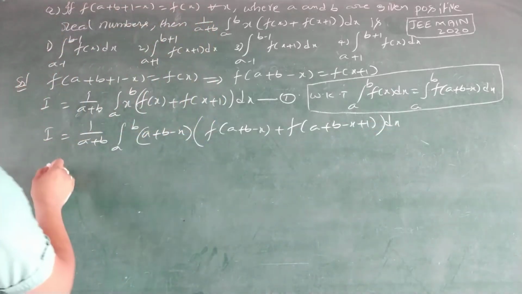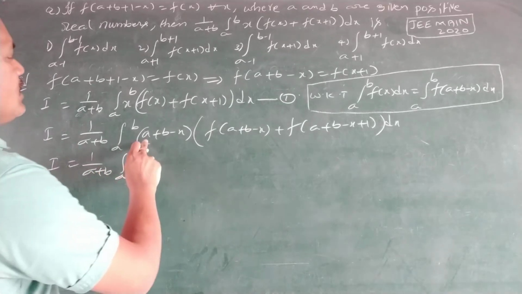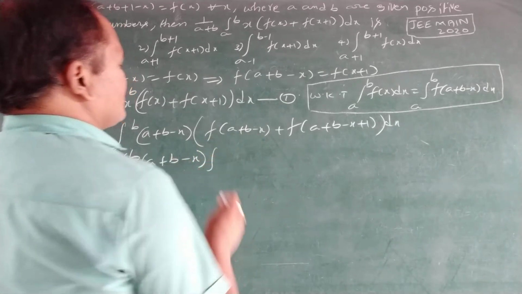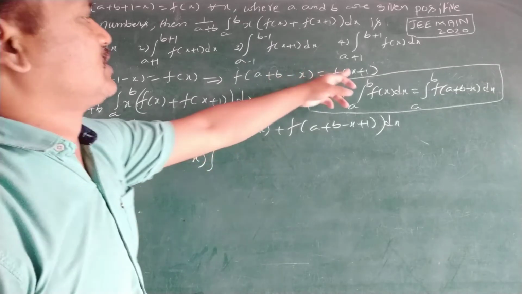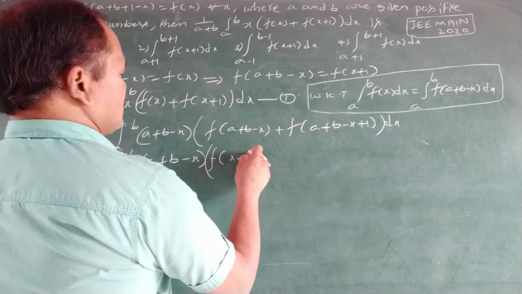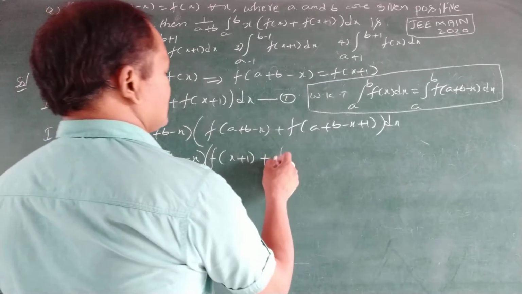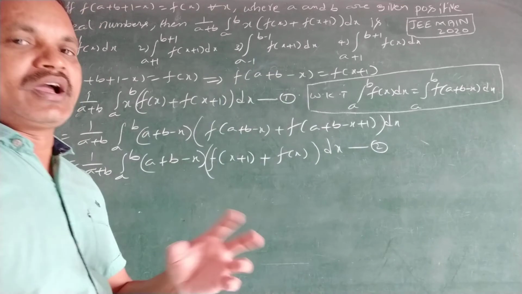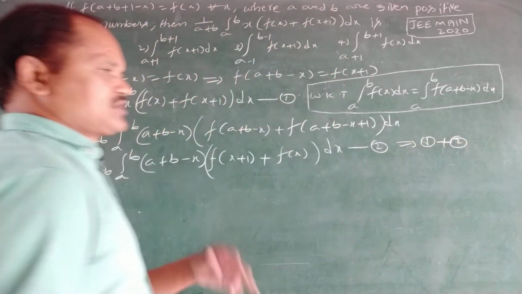Right, now I = 1/(a + b) integral from a to b of (a + b - x). Here f(a + b - x) is nothing but f(x + 1), plus f(a + b - x + 1) is nothing but f(x). That's all. This is taken as 2. Now add these two, that is equation 1 plus 2.